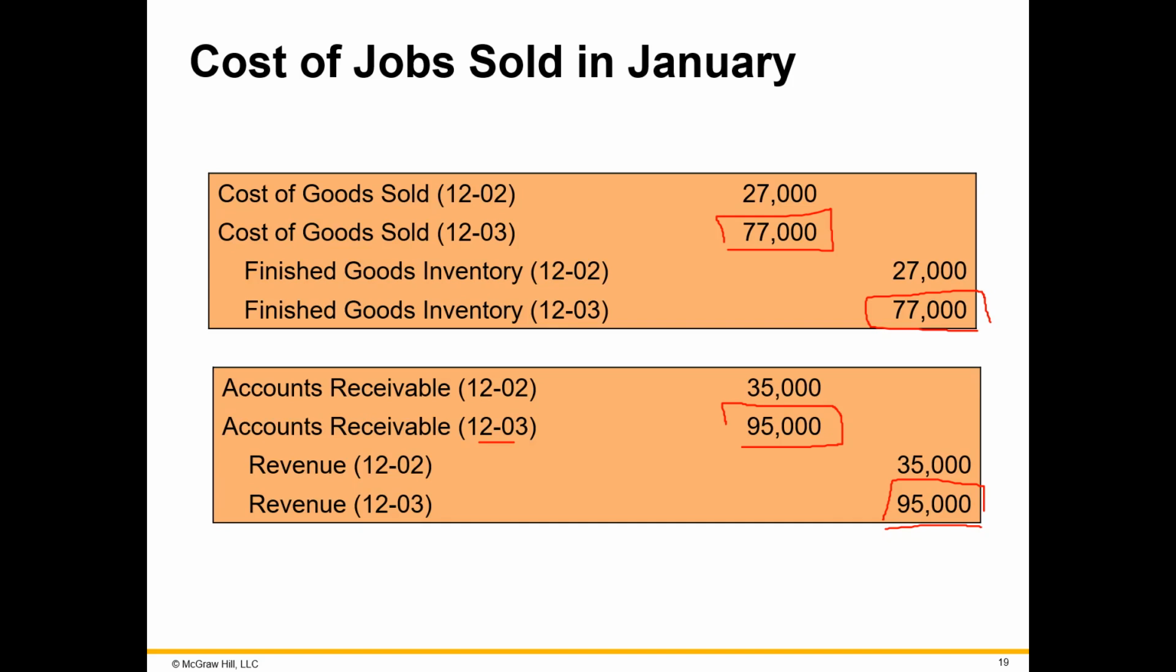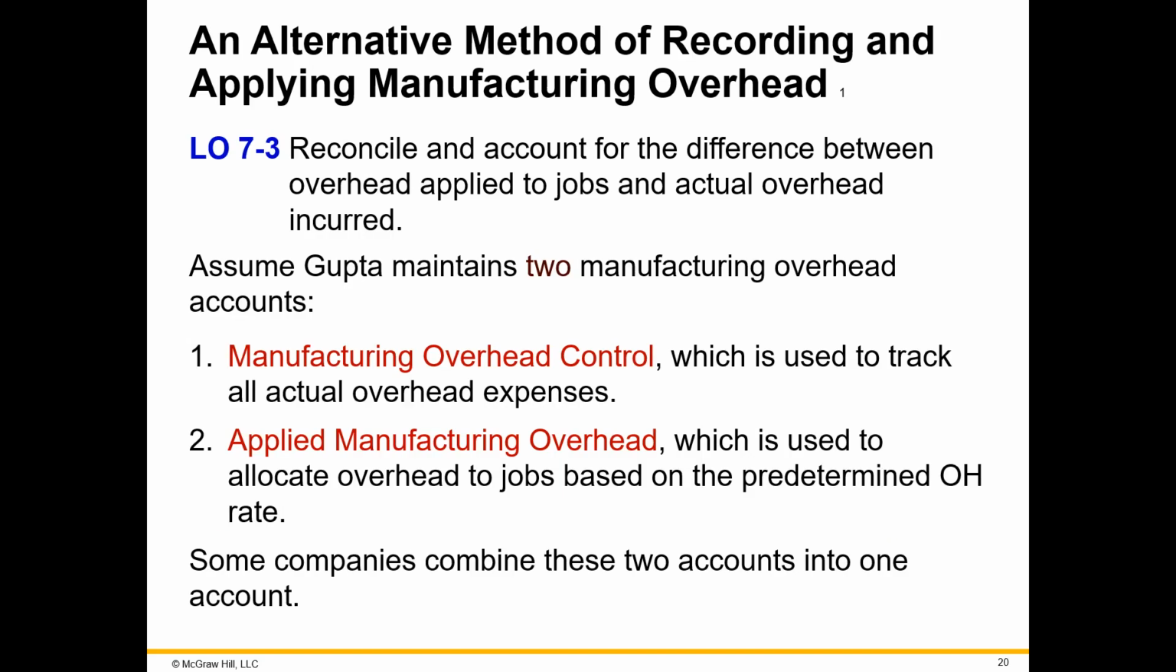This slide talks about the different overhead accounts that we have discussed in a prior chapter. Remember that we have manufacturing overhead control. The control account has all actual expenses, and the applied account is based on the predetermined overhead rate. So again, when we have actual expenses, that gets recorded initially in the overhead control account. And when we're applying overhead to these jobs, we're going to use the overhead rate, the predetermined rate, and we're going to record that under the applied manufacturing overhead account.